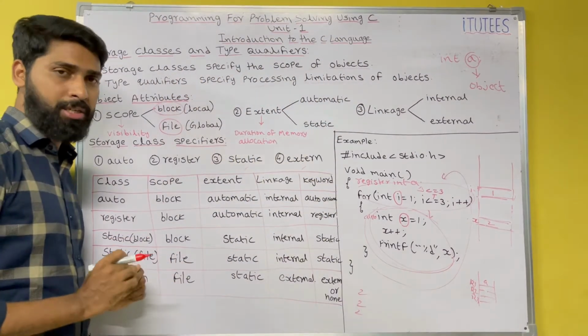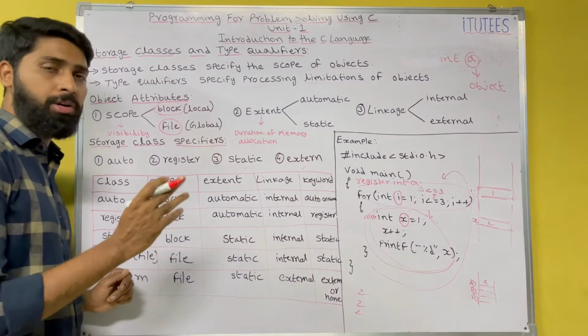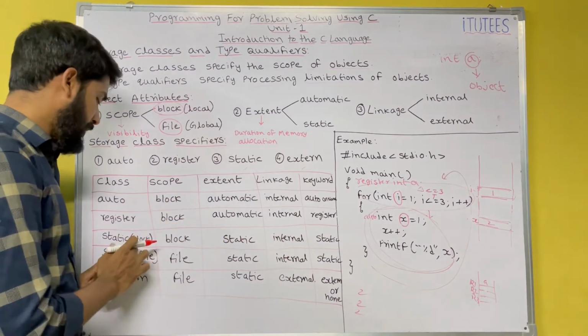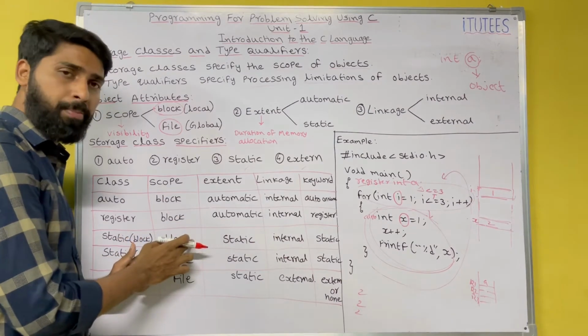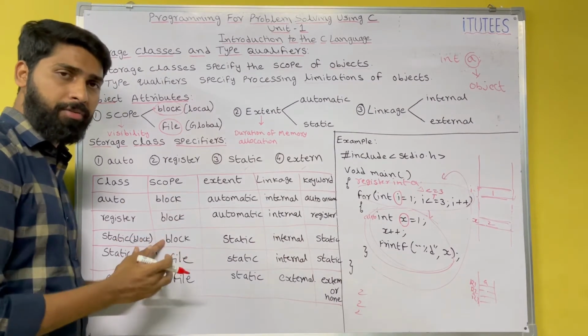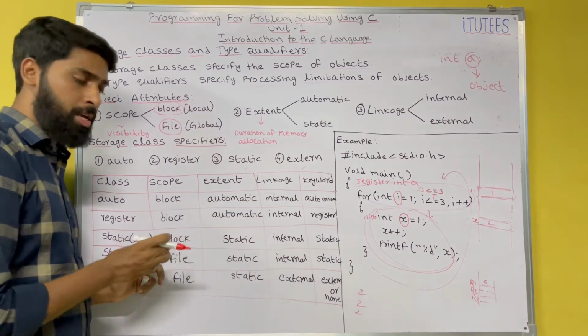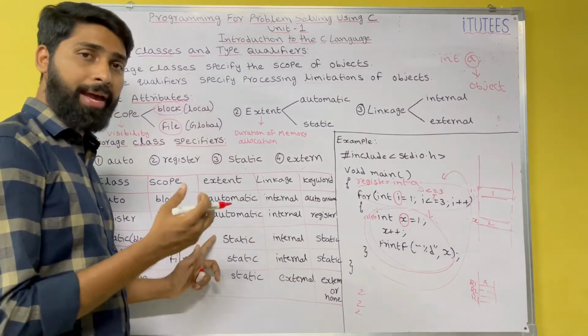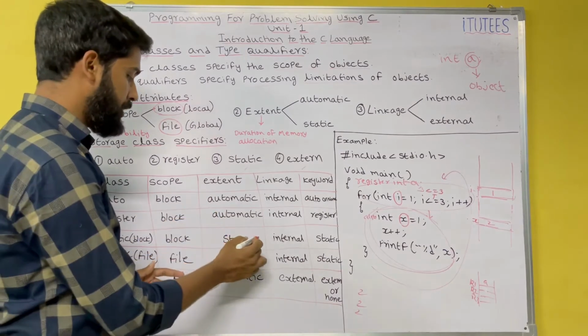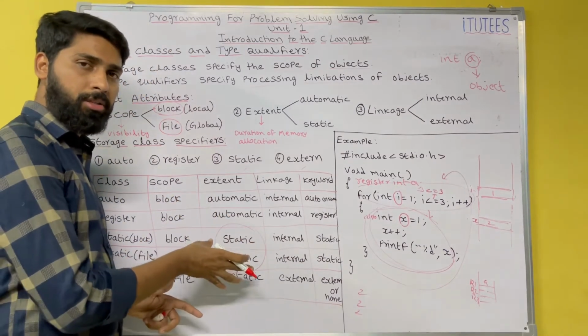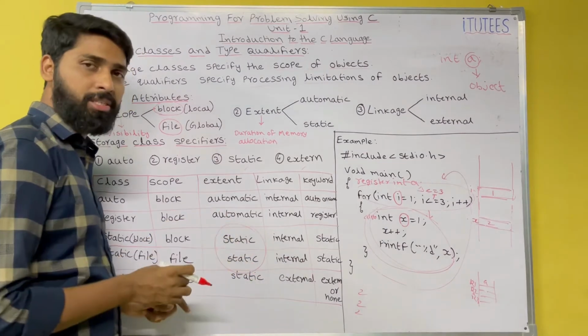Next one is static. In static we have two types. First we see the characteristics. The static scope is block, that means if you declare a static variable, the visibility of the static variable is within the block, and the extent is static. We concentrate on this. In the GATE exam also, some questions are asked on this static variable.